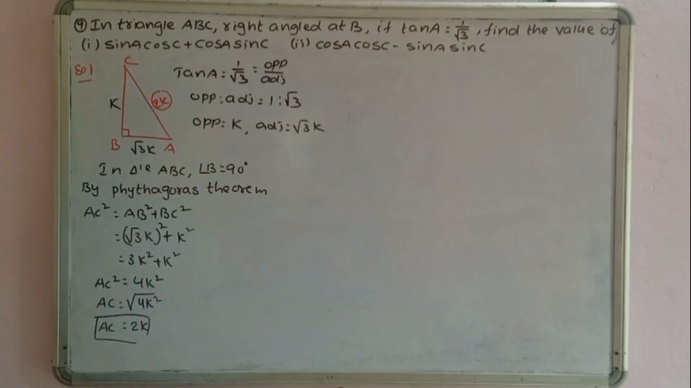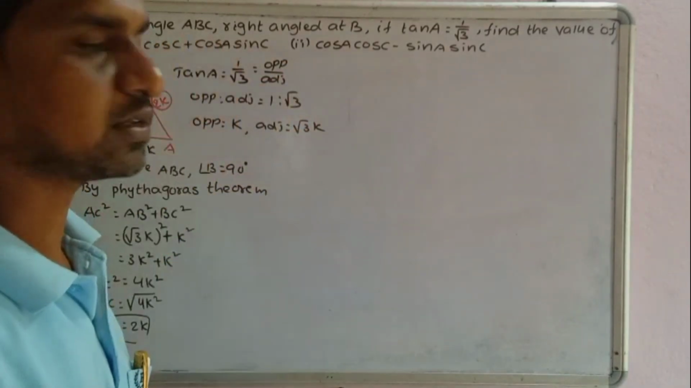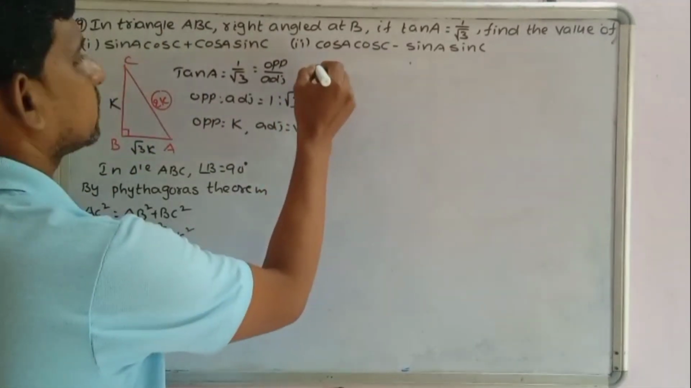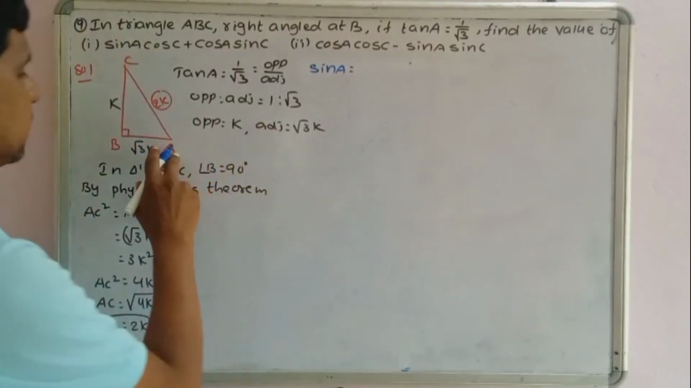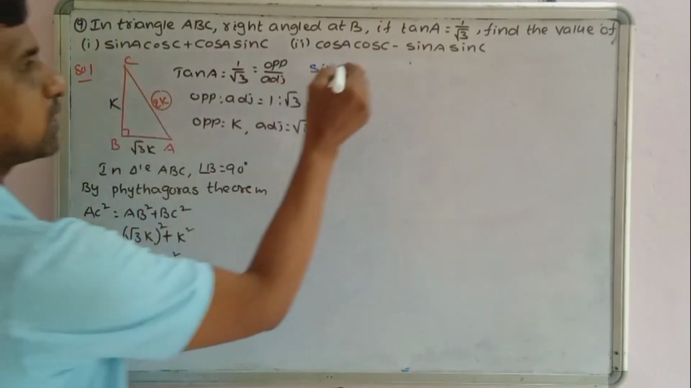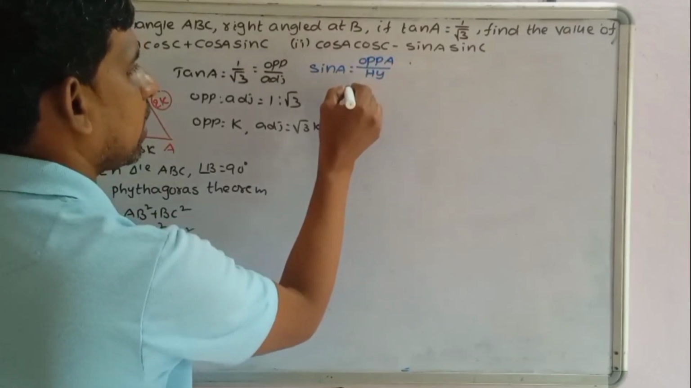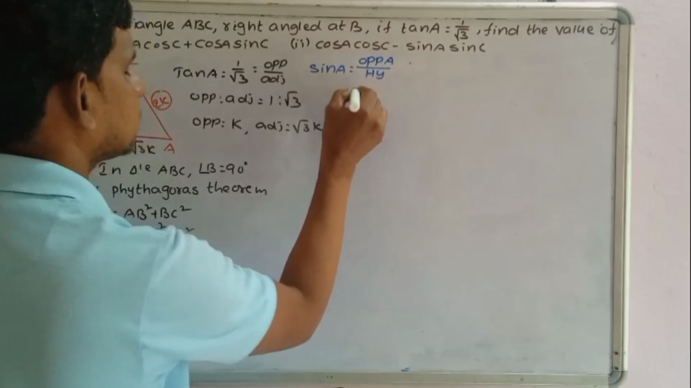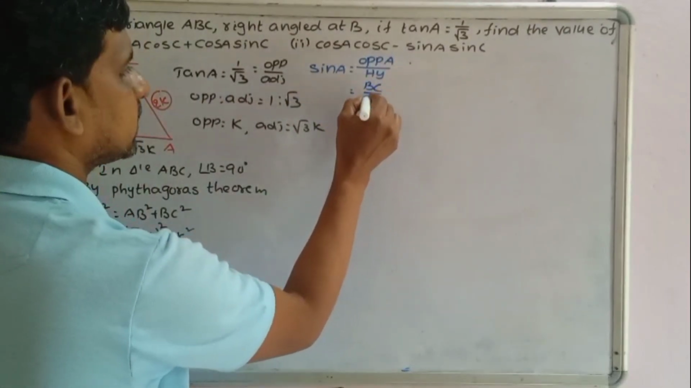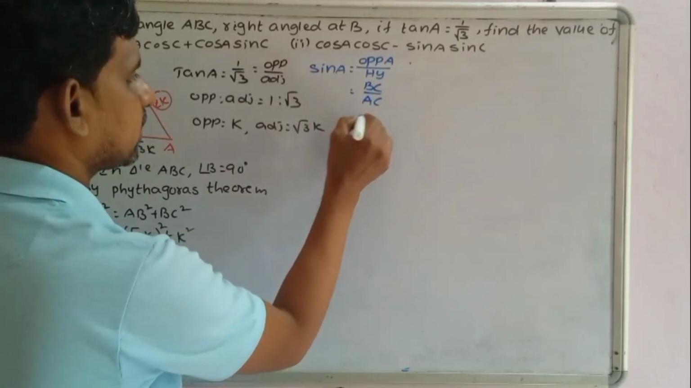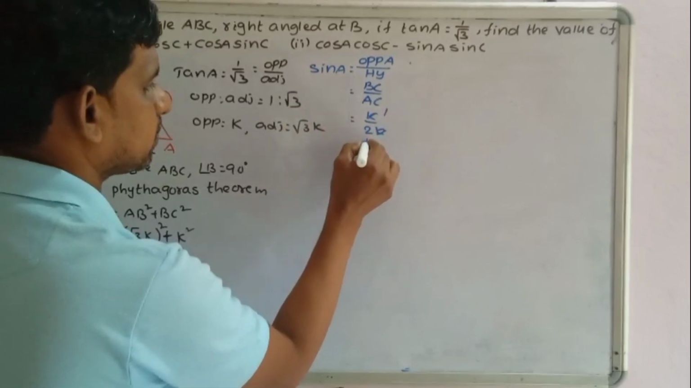Okay. Now first here 4 terms are there: sin A, cos A, sin C, cos C. Okay. Sin A. What is sin A? Sin A means side opposite to A by hypotenuse. Opposite A value how much? K. That is BC. BC by hypotenuse AC. So BC is k, AC is 2k. So k one time, so 1 by 2.